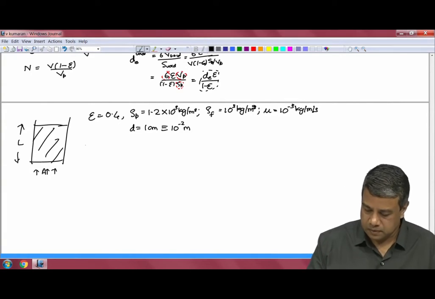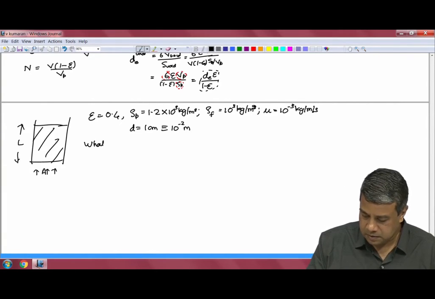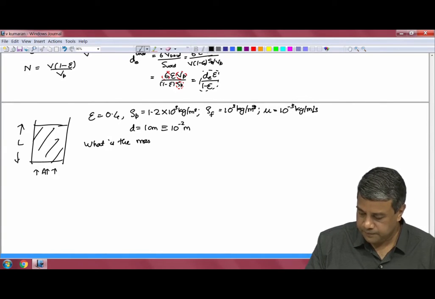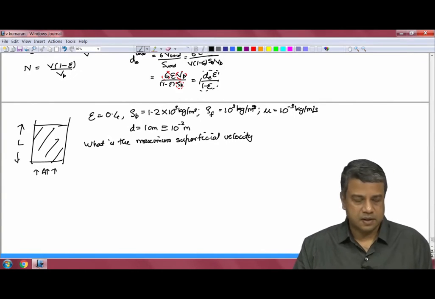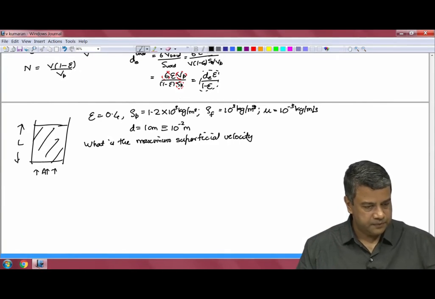And I want to find out what is the maximum superficial velocity that can be used for running this packed bed. Now, the background of this is as follows.